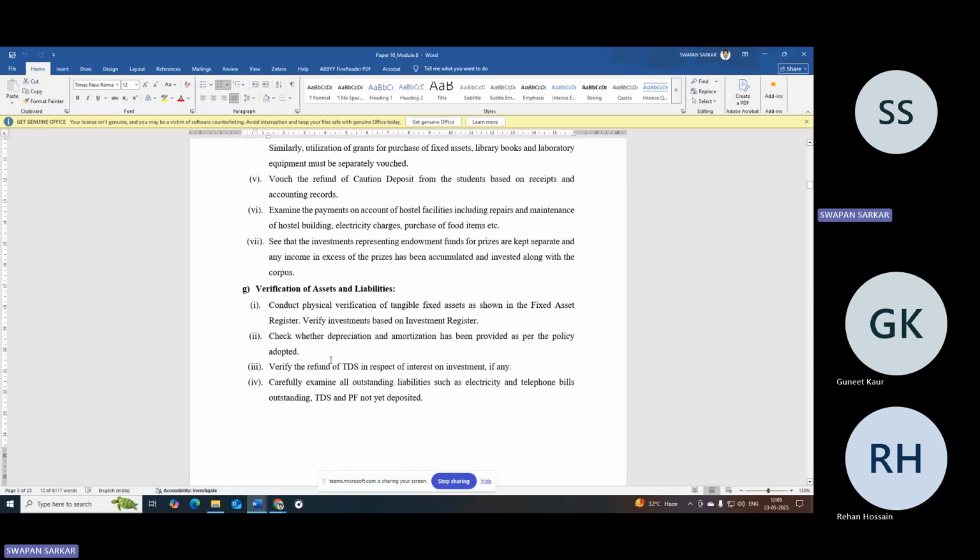Then vouch the refund of caution deposit, examine the payment on account of hostel facilities, and see that the investments representing endowment funds for prizes, etc., are kept separate, and any income in respect of the prizes has been accumulated and invested along with the corpus.